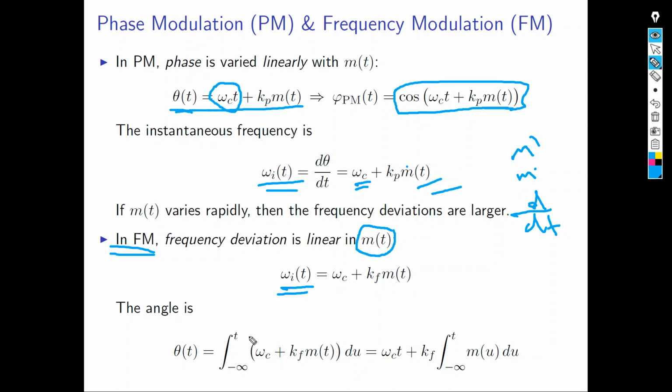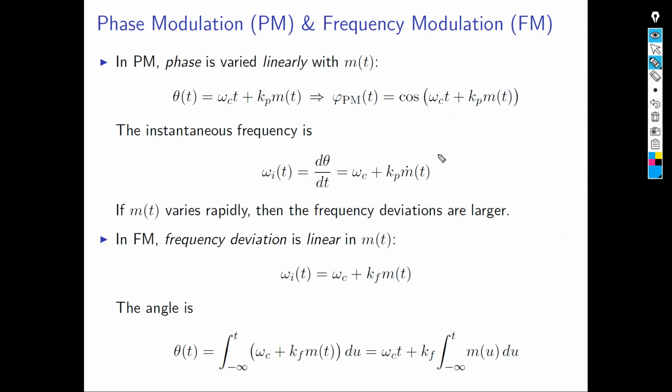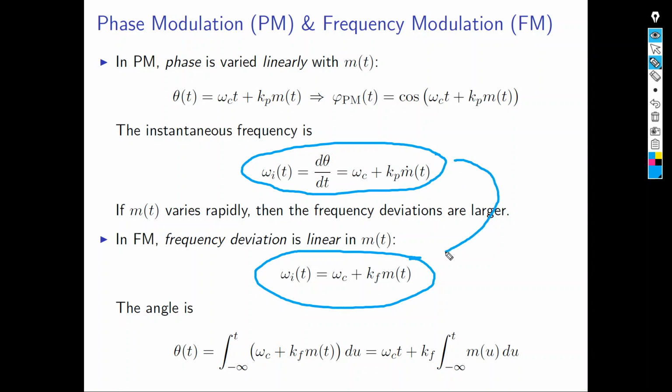In general, in this case, the angle theta of t is the integration from minus infinity to t. Put this into the integration, you get omega ct plus k_f times the integration of the message, if you want to find theta of t for the frequency modulation scheme. So these equations, just remember, let me highlight them for you. This equation and this equation. You have to remember them and understand the relationship between them.